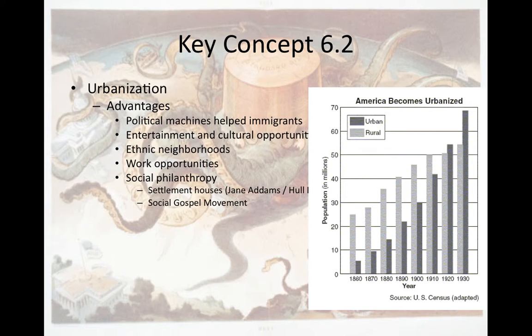And ethnic neighborhoods that popped up with the large numbers of immigrants allowed immigrants to feel a little bit more at home. There's also work opportunities. There's more jobs in urban areas than there are in rural ones. And then finally, there's social philanthropy, settlement houses. For example, Jane Addams and Hull House, the social gospel movement, which were religious organizations that sought to better the lives of immigrants. There's sort of a safety net there. Now, it's not a government safety net, which it should be, but there's a safety net.